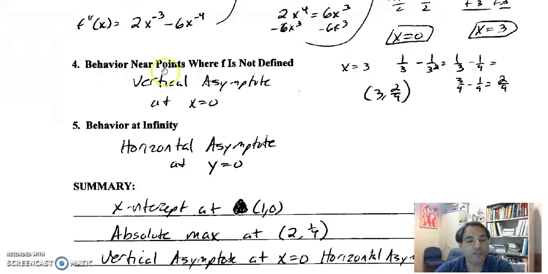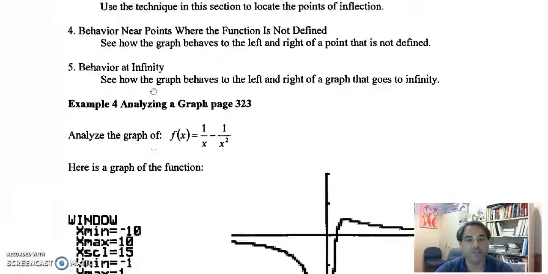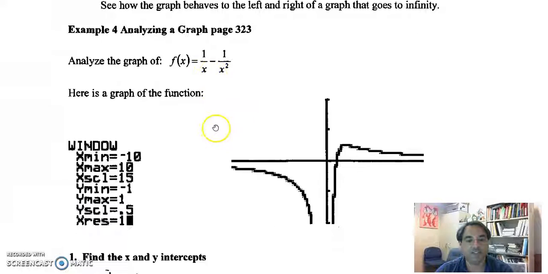Now, for behavior near points where f is undefined, basically we're looking for vertical asymptotes. So to find vertical asymptotes, we go to the original, and find out where it is undefined. At the original, it is undefined if I plug in 0. So the original is undefined at 0, therefore we have a vertical asymptote at 0. That's where the graph cannot cross.